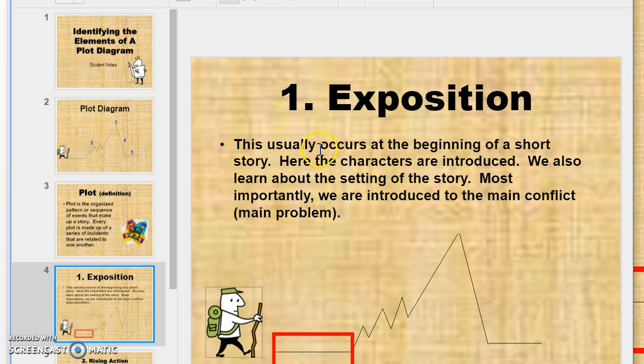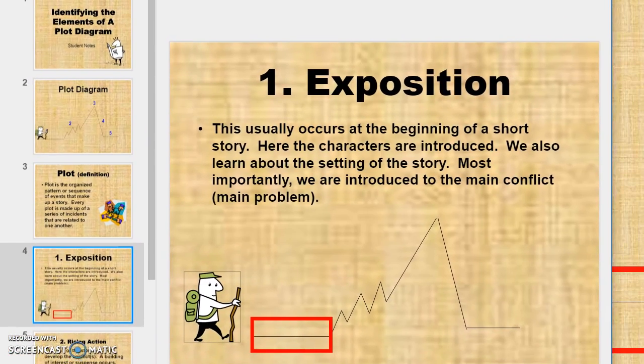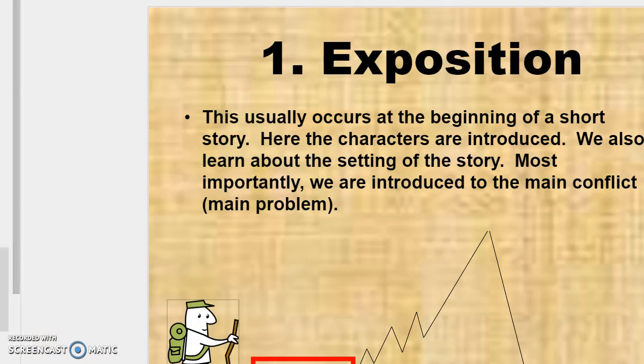The exposition usually occurs at the beginning of a short story. Here the characters are introduced. We also learn about the setting of the story. Most importantly, we are introduced to the main conflict. So here in this exposition, you're going to want to shorten this, but you're going to want it to still make sense. So why don't I shorten that with you? Just give me a second here.